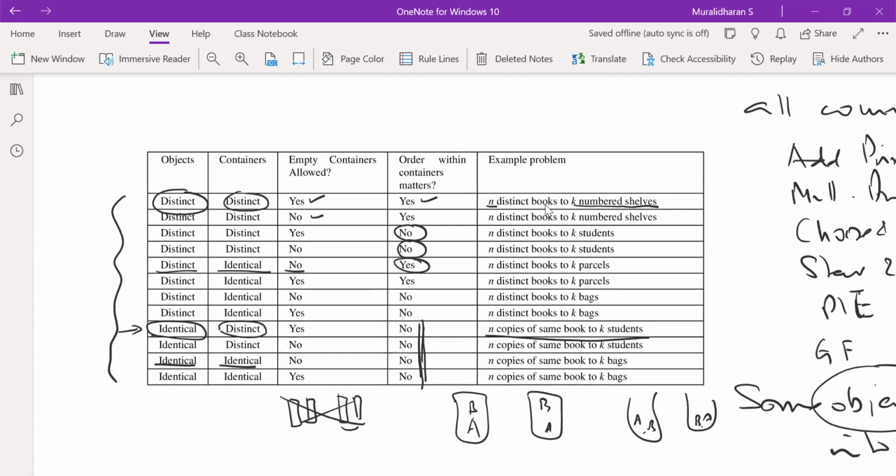So this is only 4 cases, not 8 cases. So I have identical, distinct, and so on. Similarly here, identical, empty containers are allowed, and then order doesn't matter, obviously. Here, identical, empty containers are allowed or not. These are identical here, and these are identical here. So these are the 12 different cases.